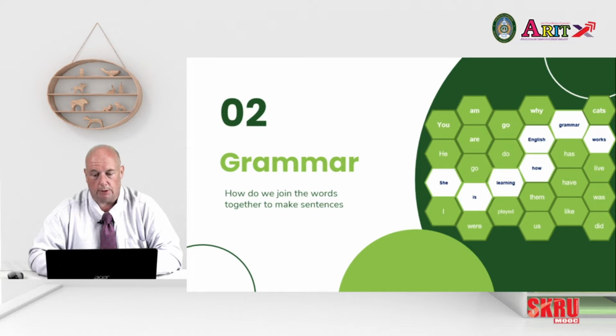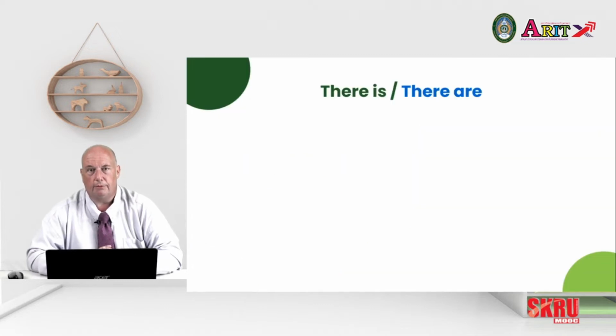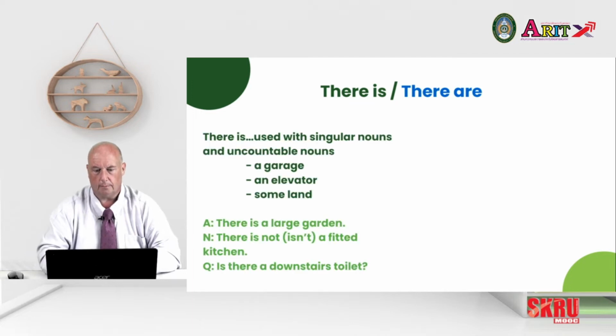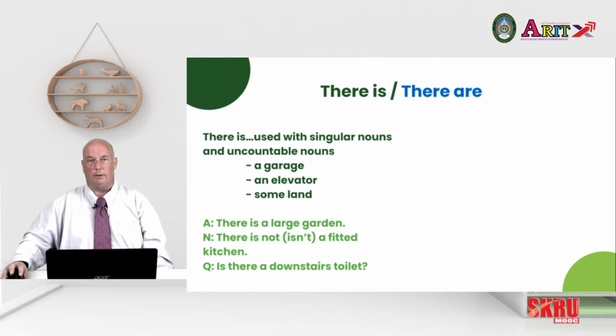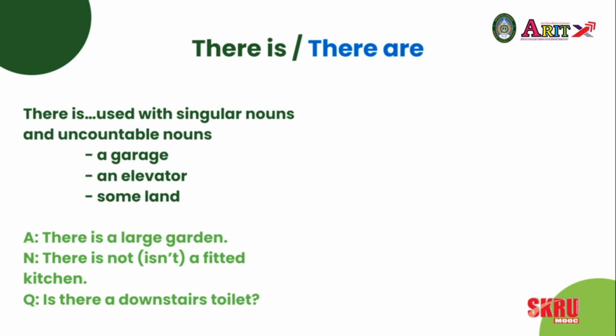We're going to look at grammar today. So the first thing we want to look at is how we use there is and there are. There is a term we use with singular nouns or uncountable nouns. For example, there is a garage. There is an elevator. So we often use a, an with the singular nouns. There is some land. Land being used here, uncountable noun.